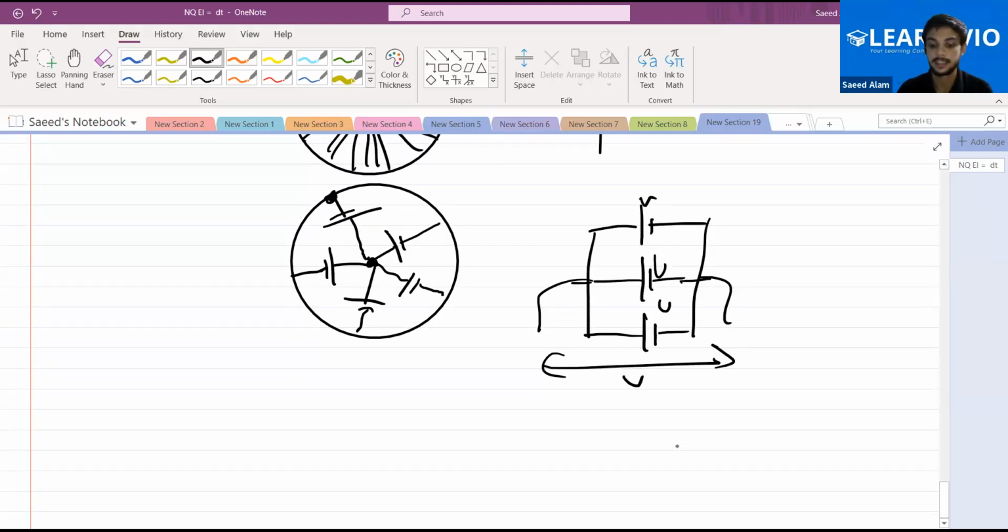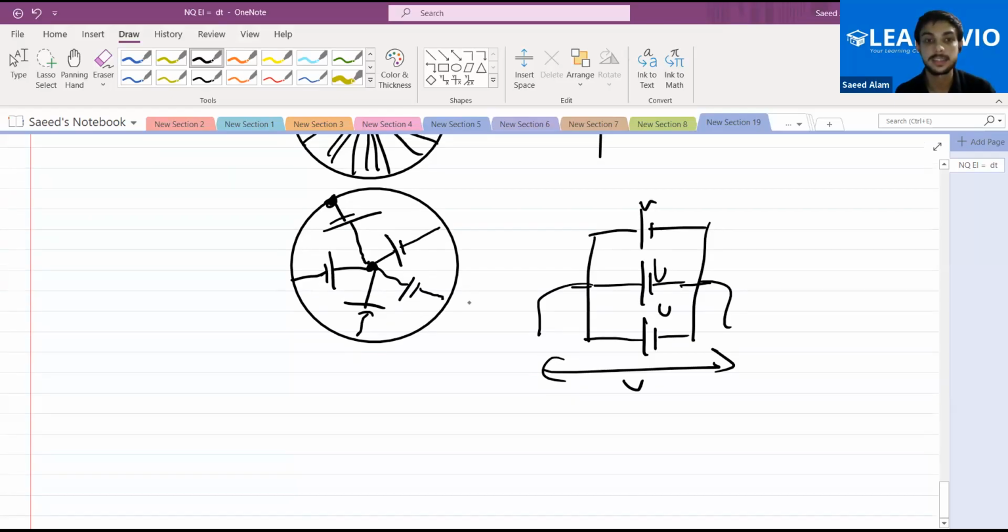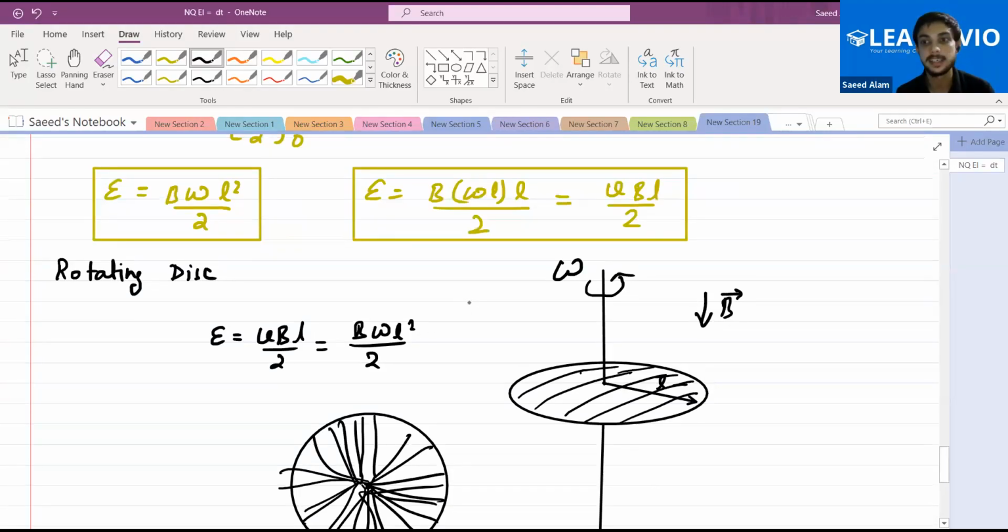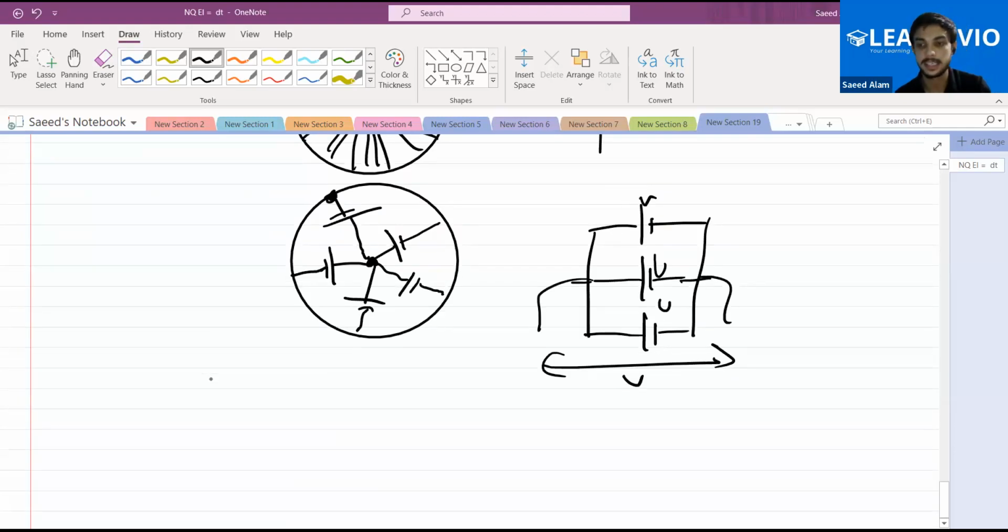Yes, sir, this is the case. So this was the thing, actually, for the disk that we used to discuss. For the disk also, we'll get the same answer, V omega L, whatever you learn, VBL by 2. I used to just remember this particular VBL by 2. This was the thing here. Understood? Is this clear to both of you?